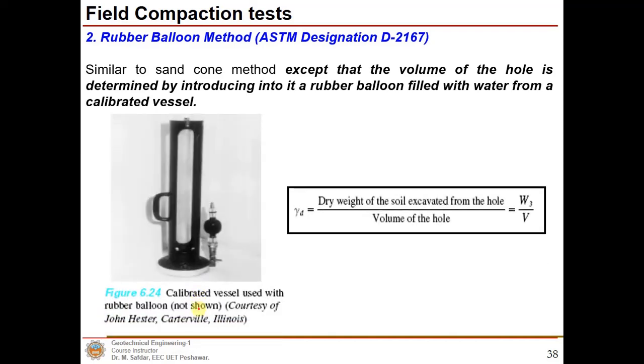From the rubber balloon method, as you saw in our previous method, the sand cone method, we need to find out the volume of the hole. If you dig a hole in the soil, we will collect the moist soil and we will put it into the oven, and after 24 hours we can dry it up and we will find out the W3. And now we need to find out the volume of that hole. So another method, similar to sand cone method, is also given, except that the volume of the hole is determined by introducing a rubber balloon filled with water from a calibrated vessel. So any change in this vessel will give us the volume of the hole by inflating the rubber balloon in that particular hole. So we already know the dry weight of the soil. We can find out the volume of the hole as well.